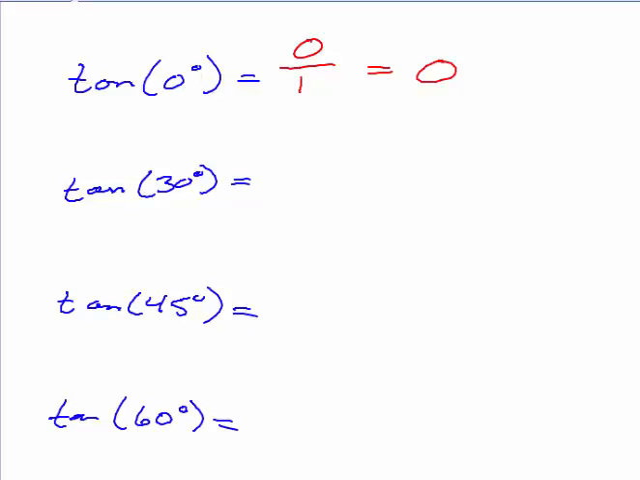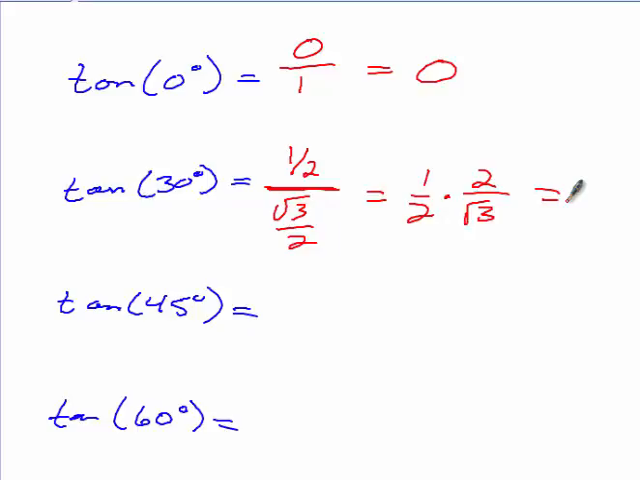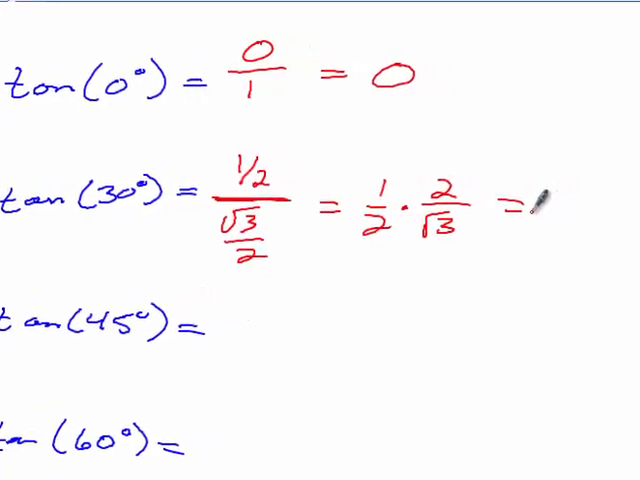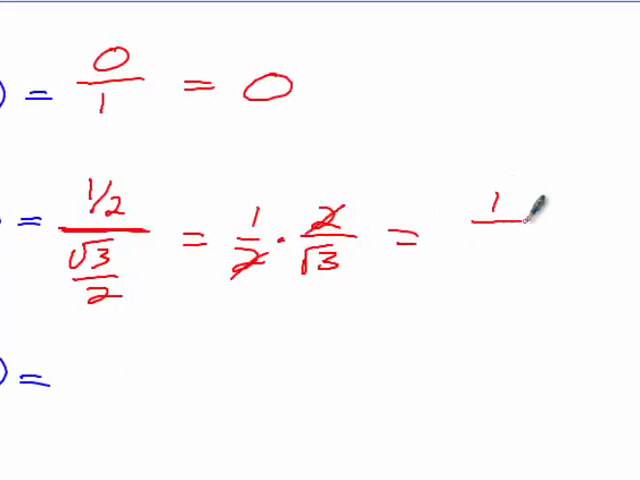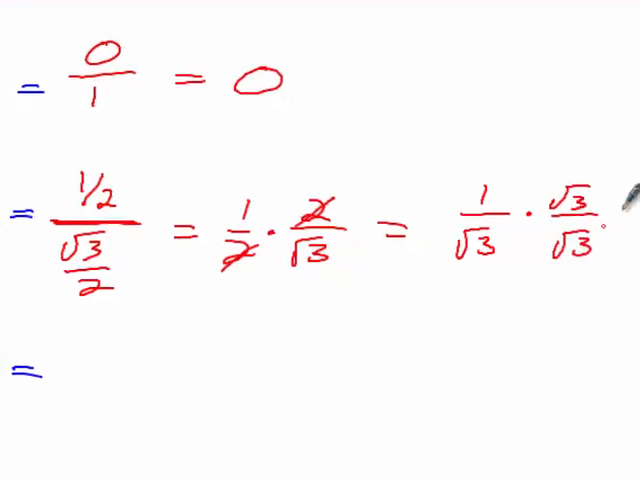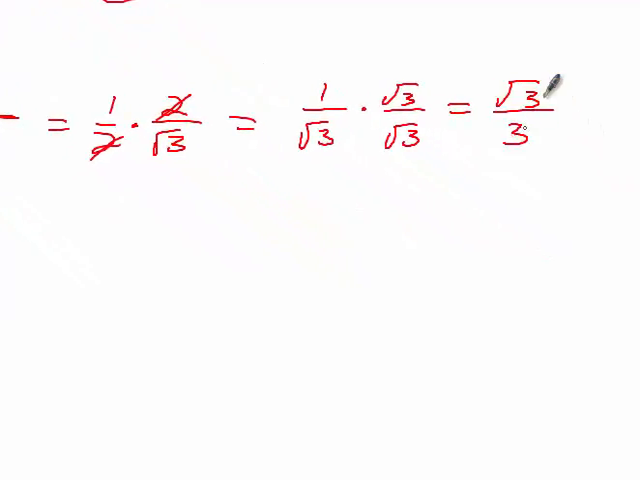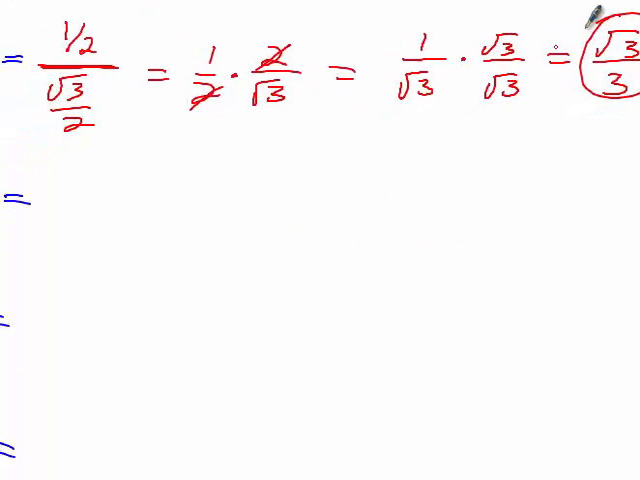Tangent of 30 degrees, again, sine over cosine. You said that the sine was 1/2, and the cosine was square root of 3 over 2. Everybody okay with how I get to here? I take the numerator, multiplied by the reciprocal of the denominator. Can anything cancel? The 2's. So I get 1 over the square root of 3, which can't happen. I need to rationalize, so I get square root of 3 over 3 for my tangent.